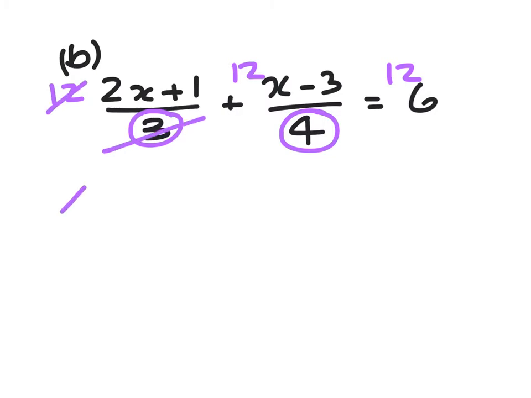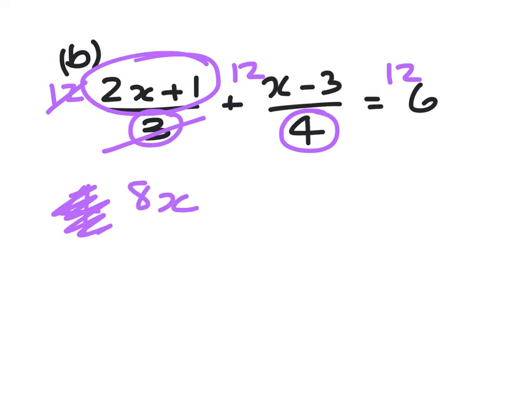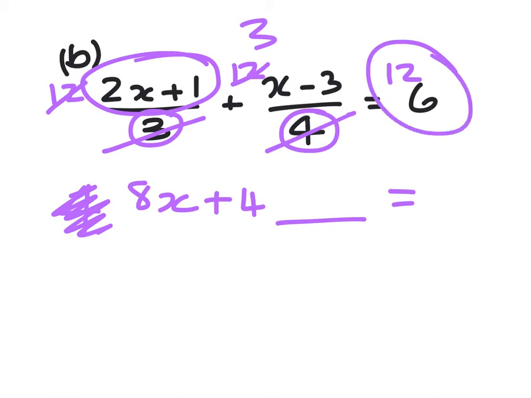3 goes into 12 4 times, so that means you've got 4 lots of this. So you can start it like that, or you can do 4 lots of that, it's 8x, and 4 lots of that, 4. How many times does 4 go into 12? 3. So you've now got 3 lots of this, and 3 lots of that, which you'll write in here, equals, and then don't forget to do 12 times 6. Don't forget to change that to 72. Once you've done that, you should be able to solve it to work out what x is.